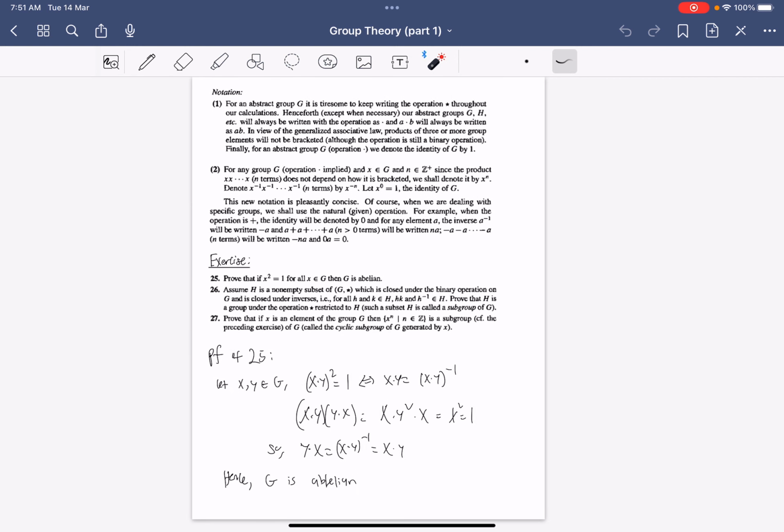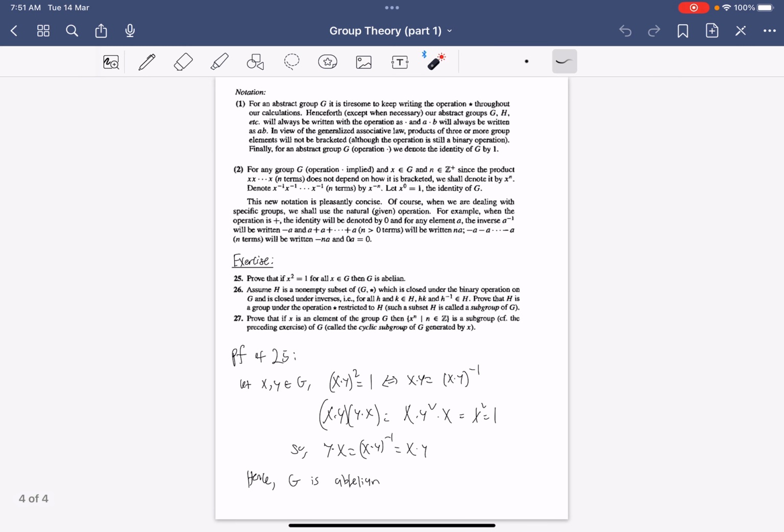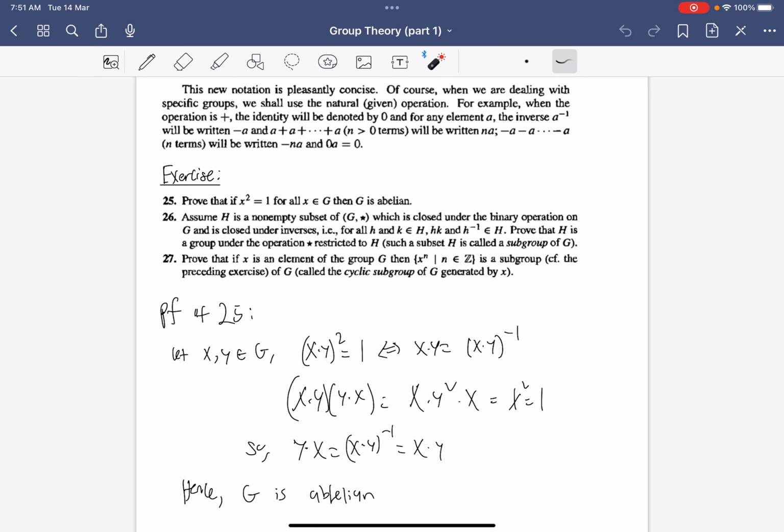So I shall end off this video with a simple exercise for you to see. What I'll go through is proving that if x squared equals 1 for all x, then G must be abelian, meaning the operation is commutative.